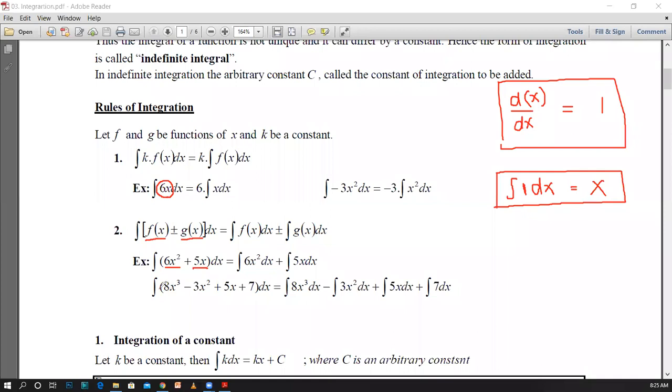The next example is 8x cubed minus 3x squared plus 5x plus 7. You need to find the integral of this function with respect to x. What we can do initially is perform the integral for the terms separately and then apply the appropriate sign. Here you can see that I have separated them into terms. First, take the integral of 8x cubed dx, then the integral of 3x squared dx, then the integral of 5x with respect to x, and the integral of 7 with respect to x.